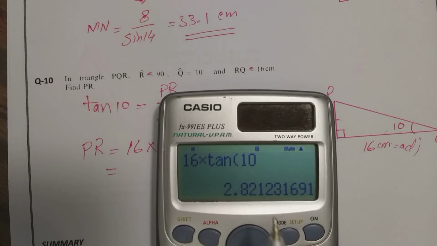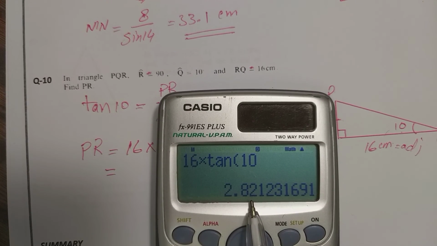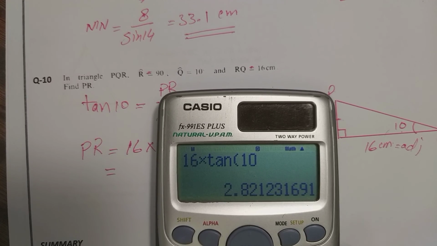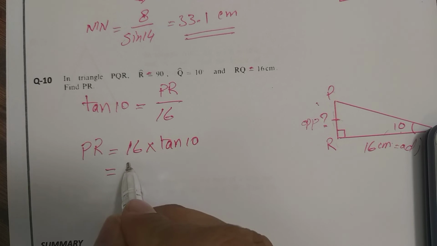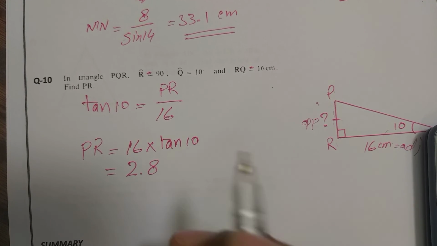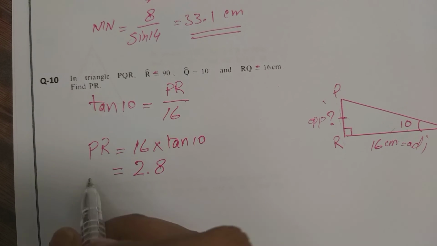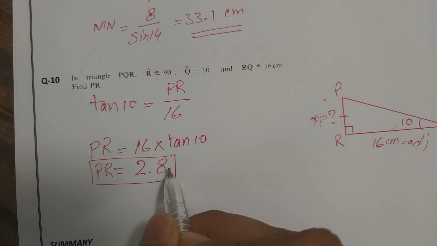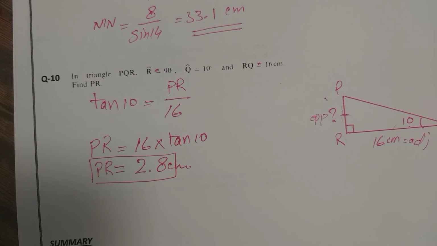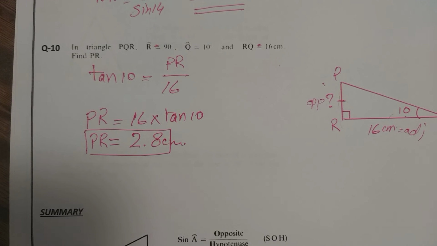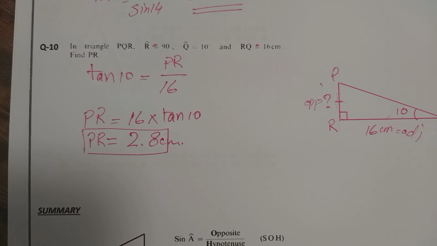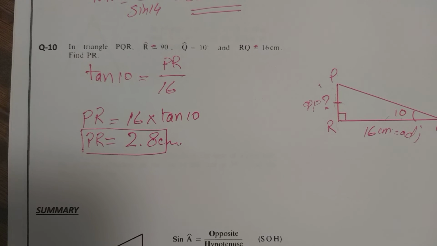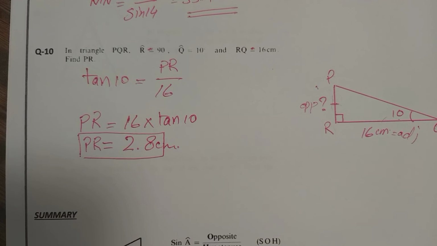I'm taking one decimal place, because after 8 there is 2, less than 5, so no need to increase. So one decimal place gives 2.8. We should give the answer as mentioned in the statement, but it isn't mentioned here, so I'm taking one decimal place, which is 2.8.